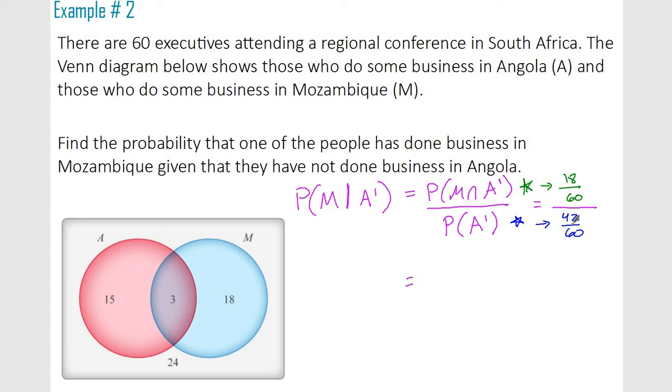Well, a fraction divided by a fraction, you do your keep, change, flip. 18 over 60 times 60 over 42. This is why it's really nice if you don't simplify your fractions till the end, because they can usually just cancel. Okay, so now we get 18 out of 42, which simplifies to 3 out of 7, dividing by 6. Perfect.